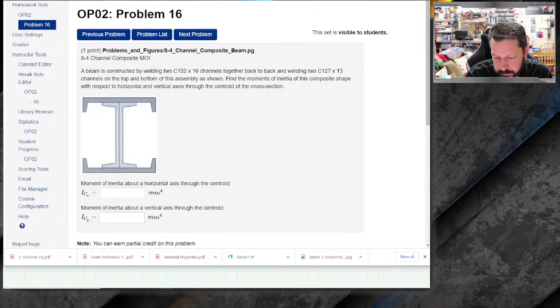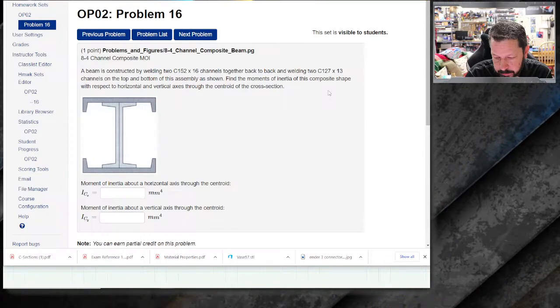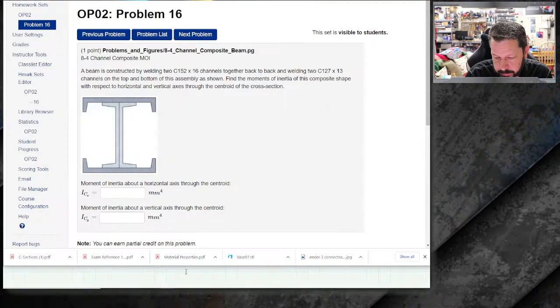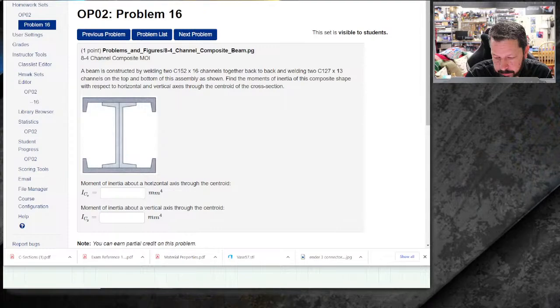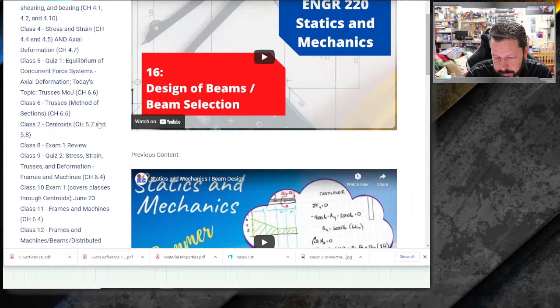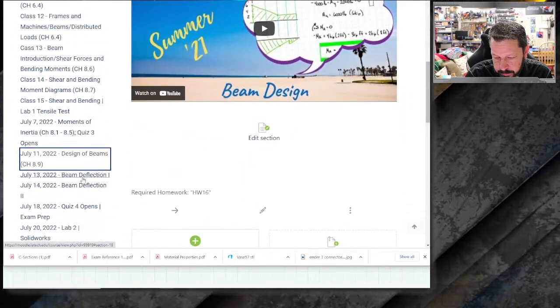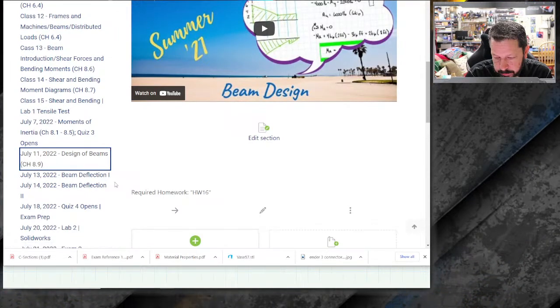All right. Still don't see any chat stuff. Only 4 people around, so I'm going to assume that everybody's good. And we will pick up next time with something. Let's see. Beam deflection, I assume. Yeah, there's 2 days of beam deflection.